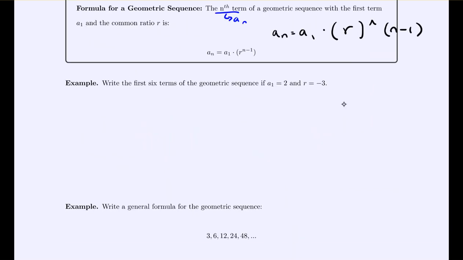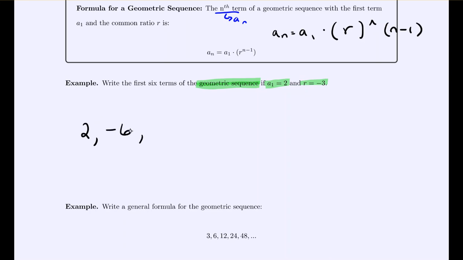Let's look at our next examples. Here we're asked to write the first 6 terms of the geometric sequence. We know when we're told it's a geometric sequence, they're giving us quite a bit of information. That means each term in the sequence is found by taking a constant multiple of the previous. And specifically in this case, we're going to start at 2, and our common ratio is -3. So I'm starting at 2. To get to the next term, I multiply by -3. That would give us -6.